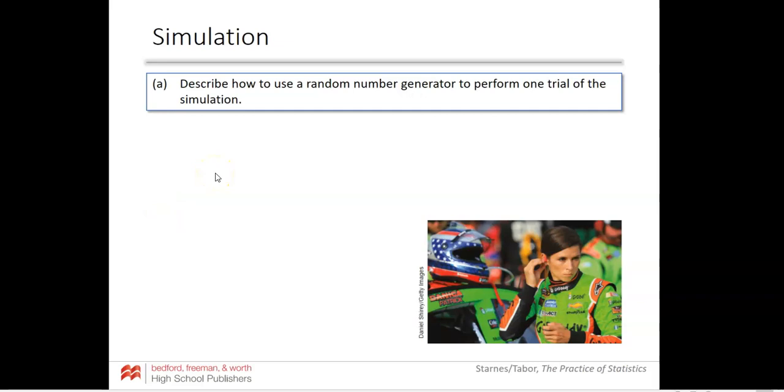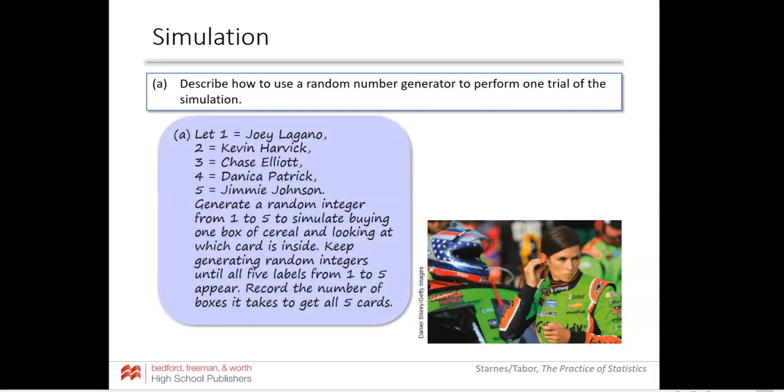So how could you go about this? So let's look at the steps to do this. It's similar to what we talked about last chapter. First thing you do, you assign numbers to all the people, right? That sounds familiar. It sounds like something we did last chapter. So all 5 drivers get a number. You generate random integers, either using a computer or a calculator. You would describe that from 1 to 5. That simulates buying a box of cereal with a different card in it. Keep generating random integers until all 5 labels have been represented.